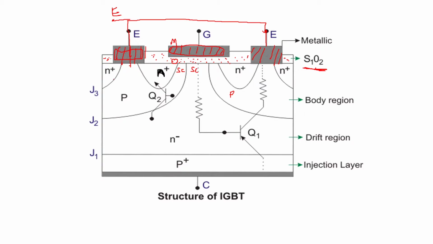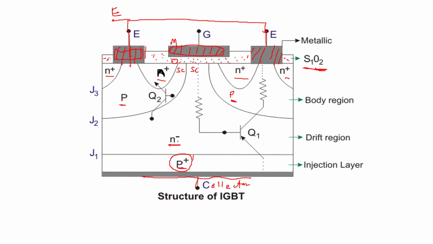Now in this structure you can see the N plus buffer regions, N plus, N plus, N plus, and N plus. Then you have a P type region here, here, and here. Then you have an N minus region here, and then a P plus region here. Down here, the complete structure has a metallic contact, and on that metallic contact you have the P plus region, and that metallic contact is called the collector.